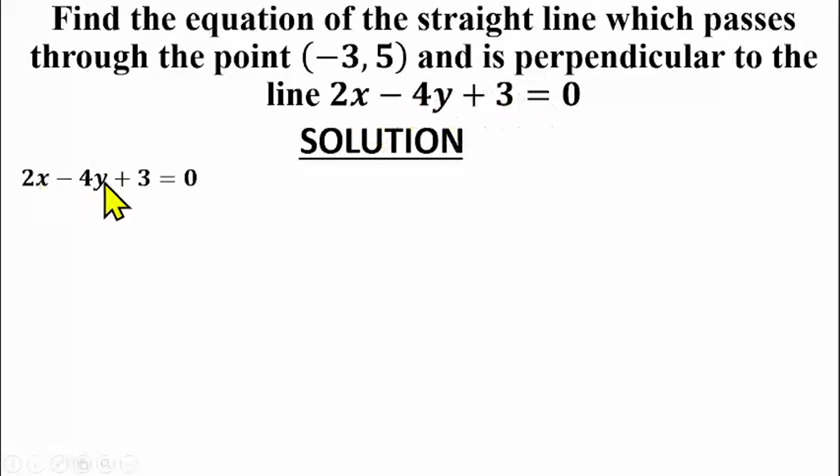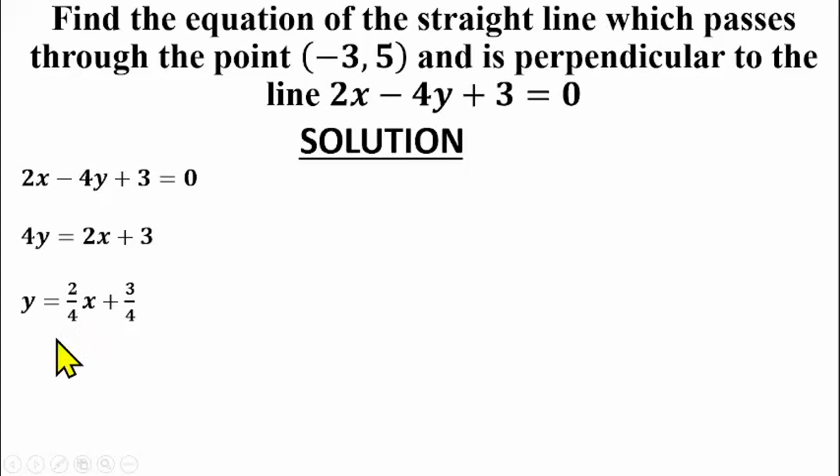We have 2x minus 4y plus 3 equals 0. From there, we need to find the gradient of this straight line. Of course, you know what to do by now. We need to make y the subject of the formula before we can pick our gradient. So I can take minus 4y to this side so as to make it positive. So I have 4y equals 2x plus 3. Then I can now divide through by 4. So that will give us y equals 2x over 4 plus 3 over 4. So 2 can go into 4.